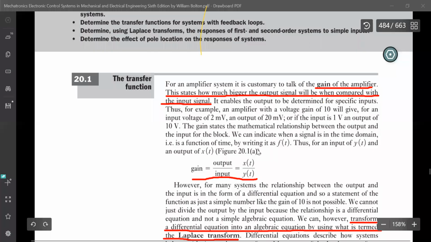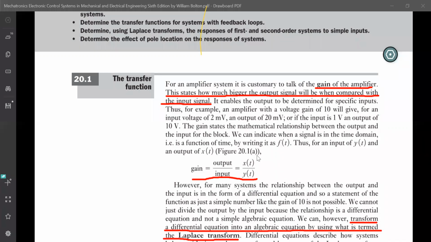Okay. So today's topic is to discuss the transfer function, then frequency response, some Bode plots, etc. So I'm starting with the transfer function.